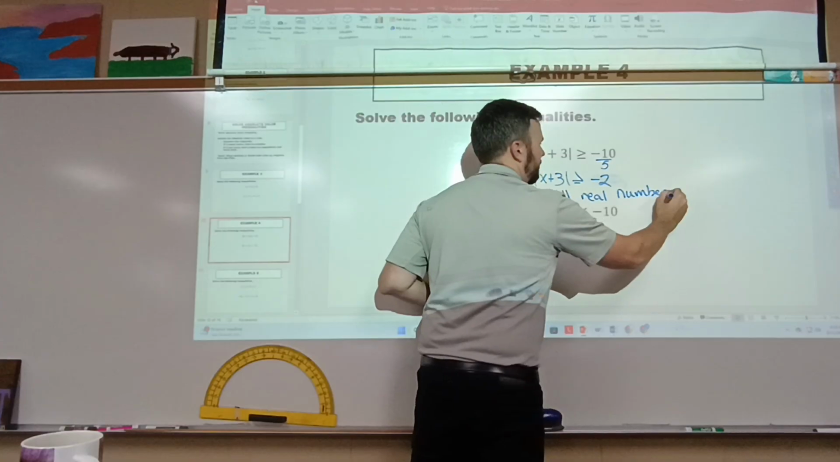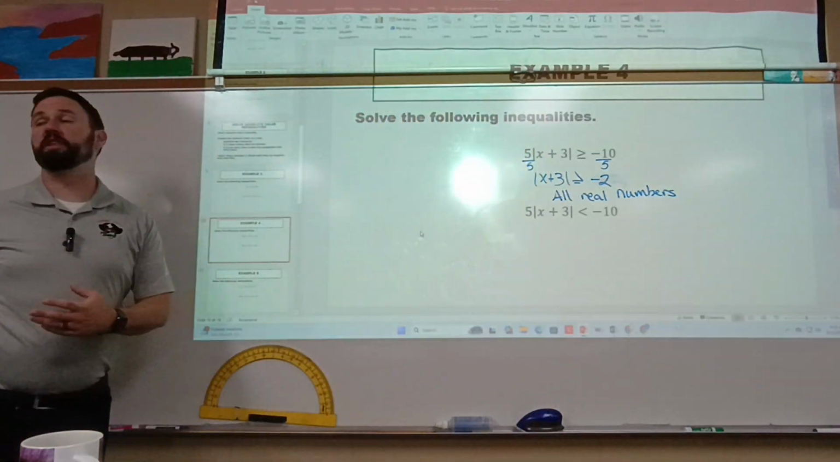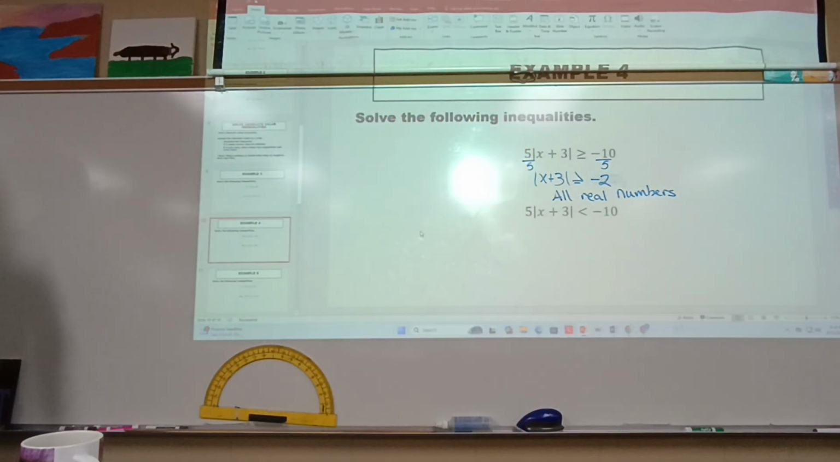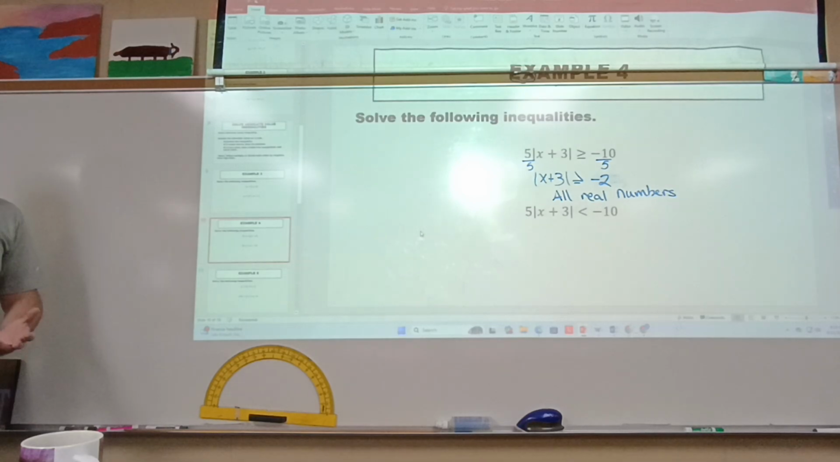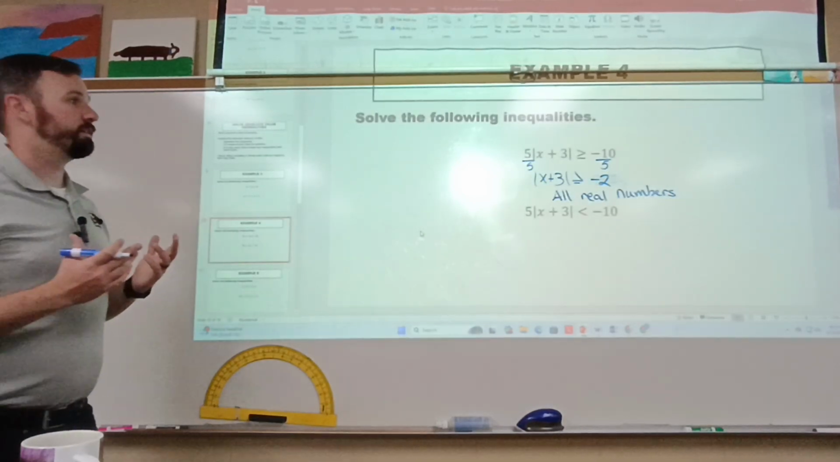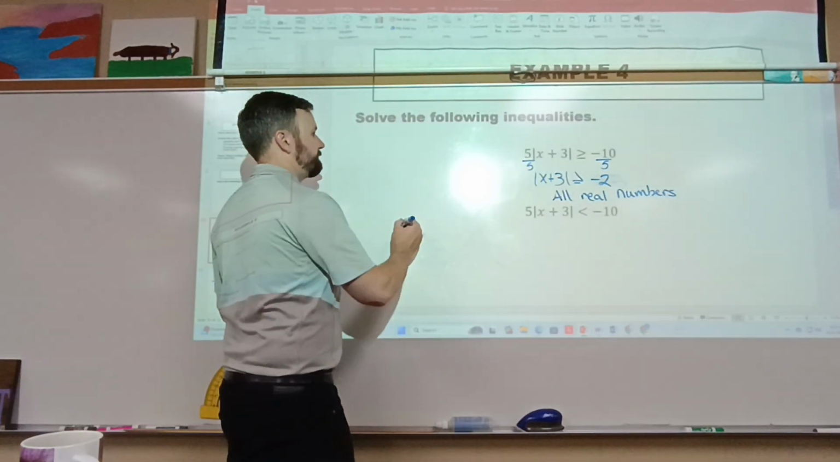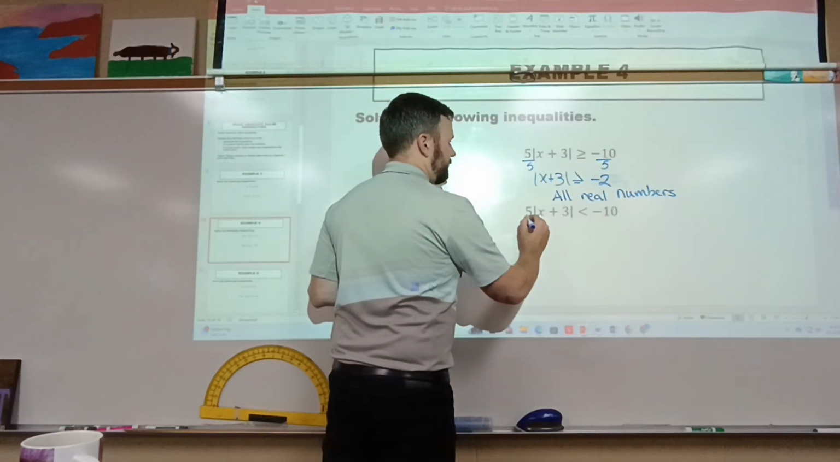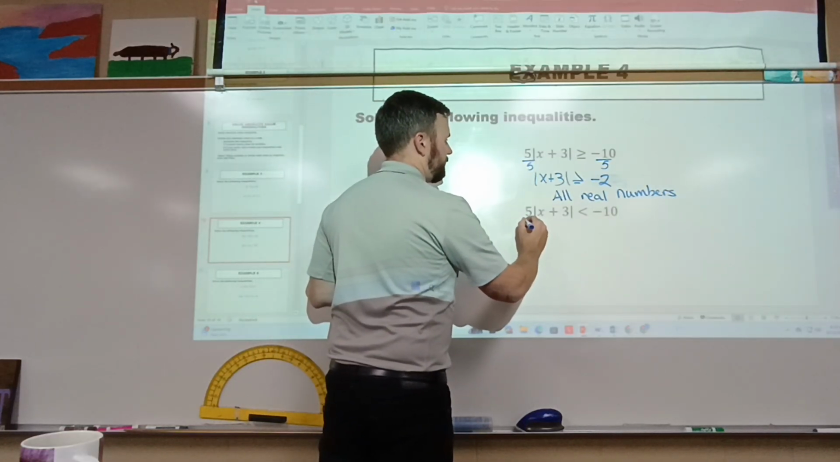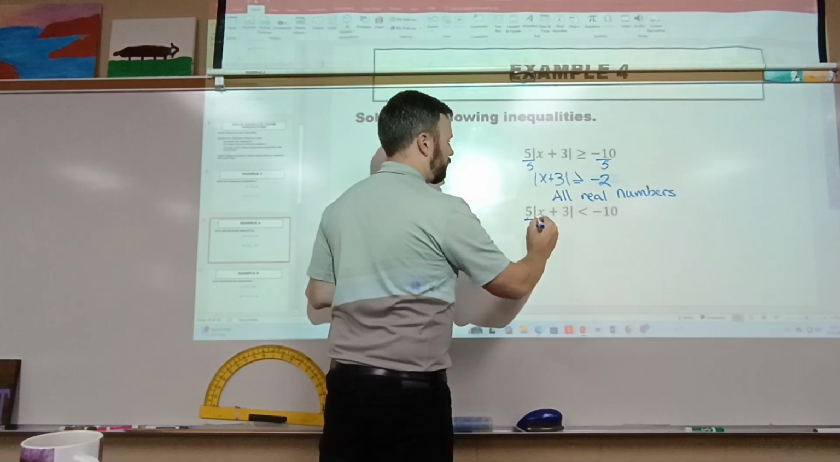If you ever get an inequality with an absolute value greater than 0 or greater than a negative, it's automatically all real because an absolute value cannot give you a negative. It cannot be less than 0. So that one's always true.